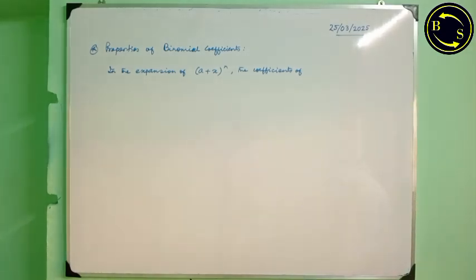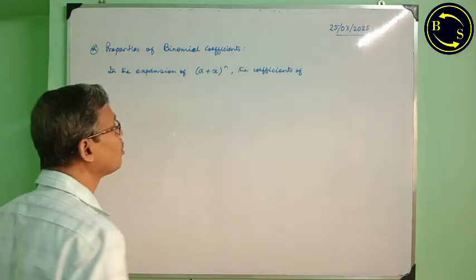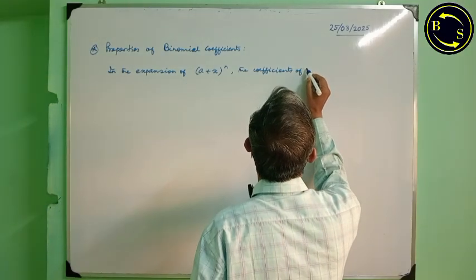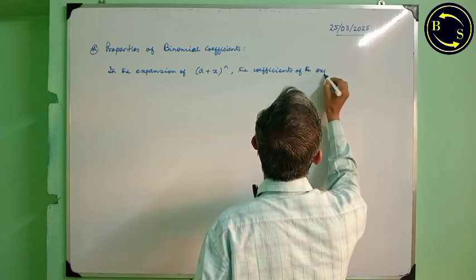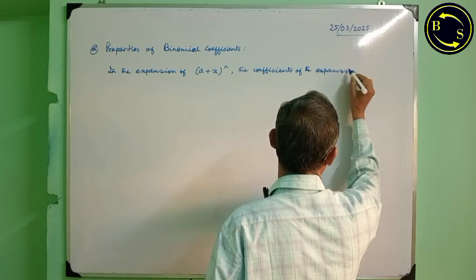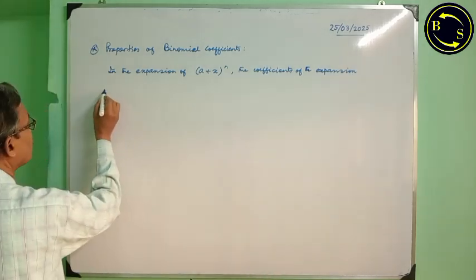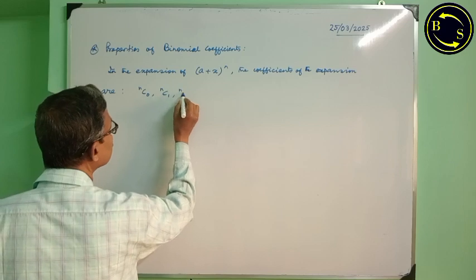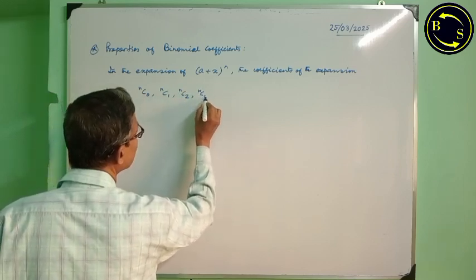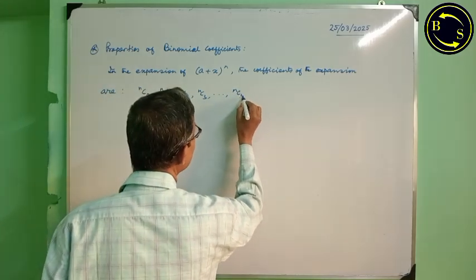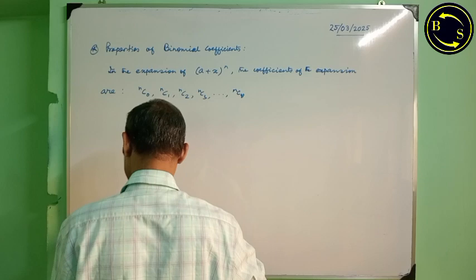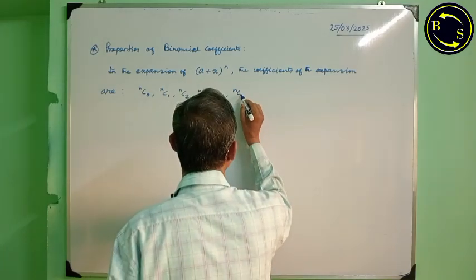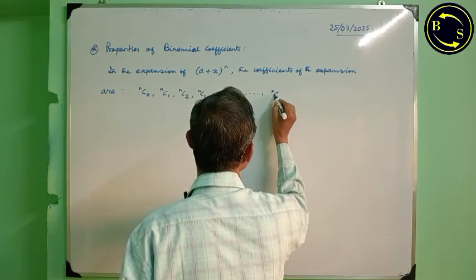In the expansion of (a plus x) whole to the power n, the coefficients of the expansion are nC0, nC1, nC2, nC3, nCr, nCn.